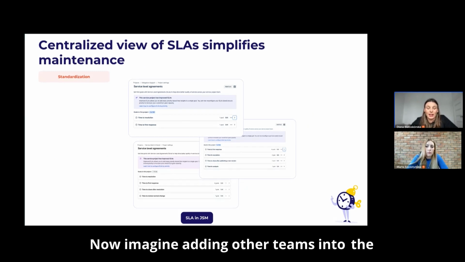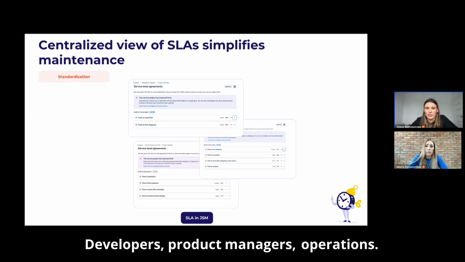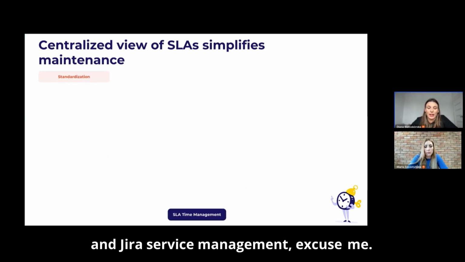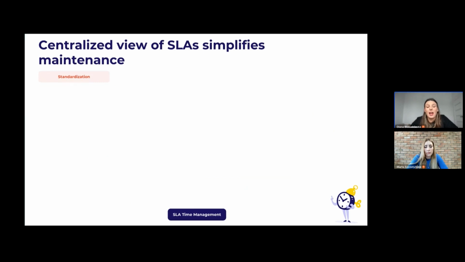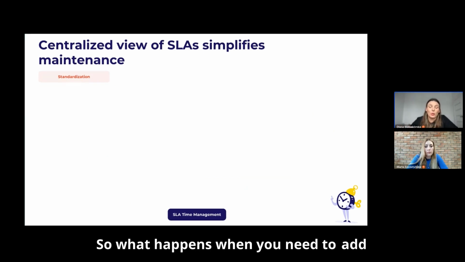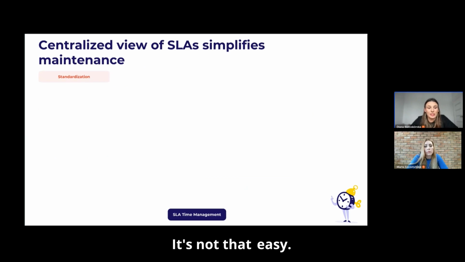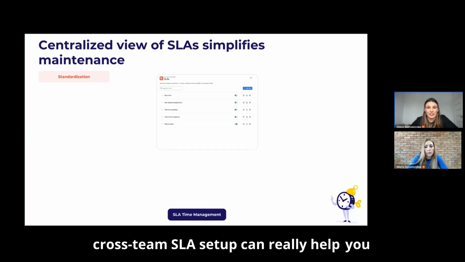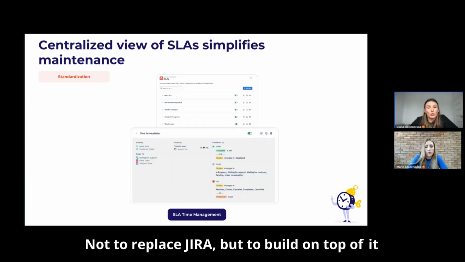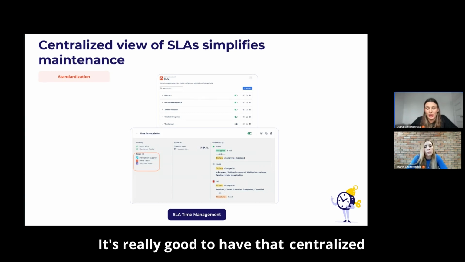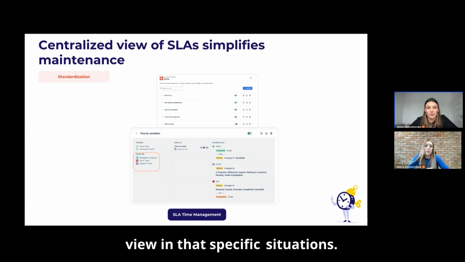Now imagine adding other teams into the mix, right? Developers, product managers, operations. These people often work outside of Jira Service Management, in Jira Software and business projects. So what happens when you need to add them across your SLA processes? It's not that easy. So what can the solution be? For example, having a centralized cross-team SLA setup can really help with this. Not to replace Jira, but to build on top of it when your process gets more complex or should be shared across your teams. It's really good to have that centralized view in those specific situations.